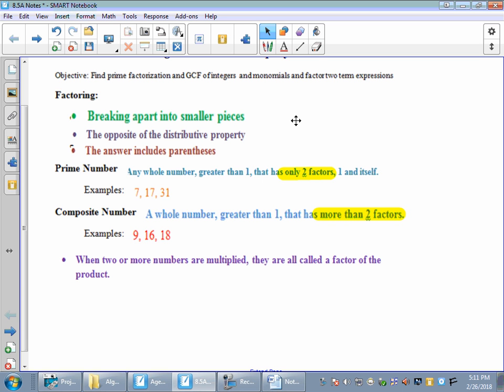Let's have a little reminder here. A factor: when 2 or more numbers are multiplied, they are called the factors of the product. Basically, if you think of 2 numbers, let's say 2 and 4, 2 times 4 gives you 8. So that means 2 and 4 are both factors of 8.